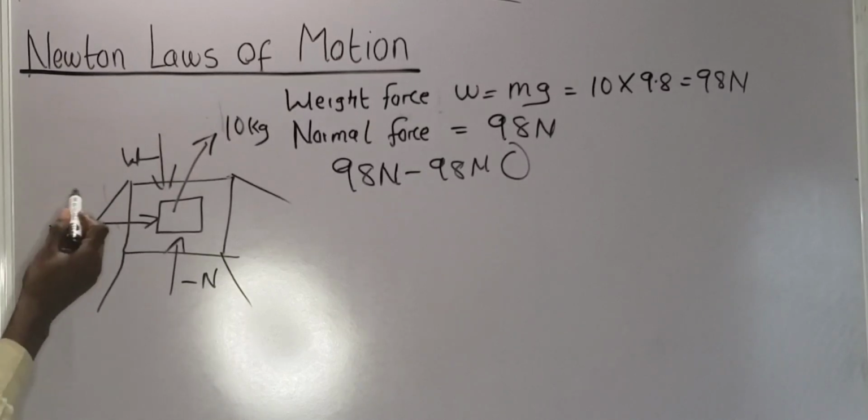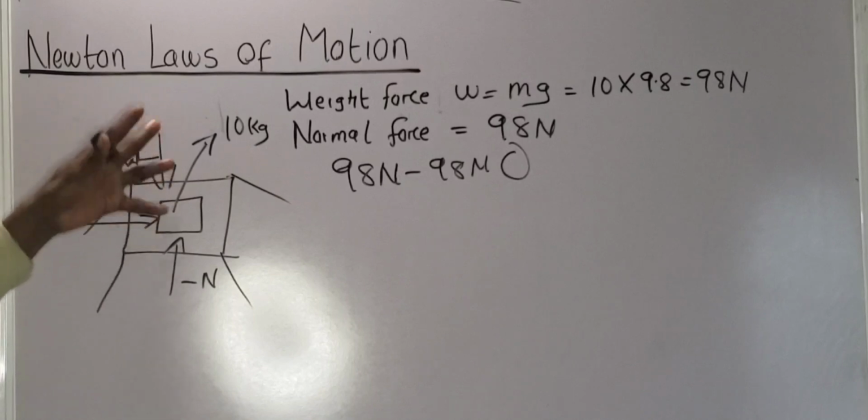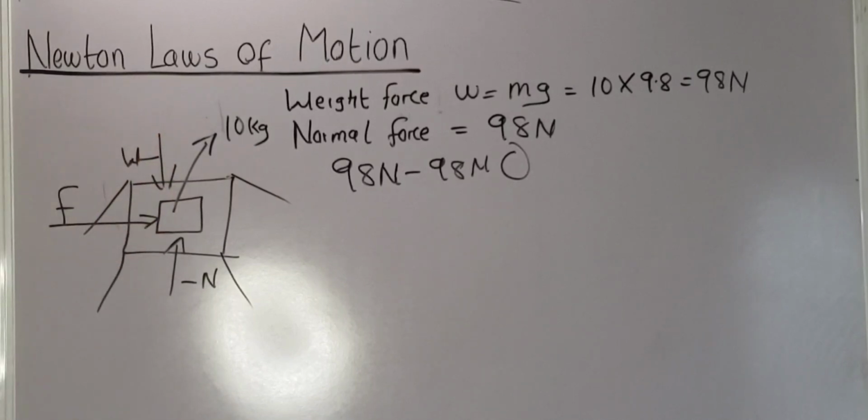But if I apply another force that will make these two forces imbalanced, then the object will change position. Do you understand? That's justified Newton's first law of motion. An object at rest will remain at rest unless acted upon by a force. Do you understand it now?